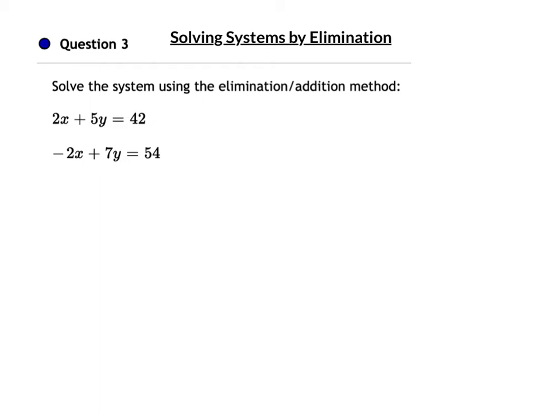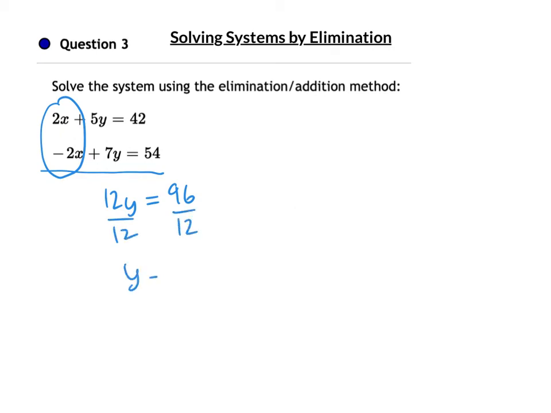Question 3 is already set up for you. You have your pair of opposites. So we'll put that line there and add straight up and straight down. 2x and negative 2x make 0. They're eliminated. 5y and 7y make 12y. 54 and 42 make 96. Now I can divide by 12 to find y, and y will equal 8.